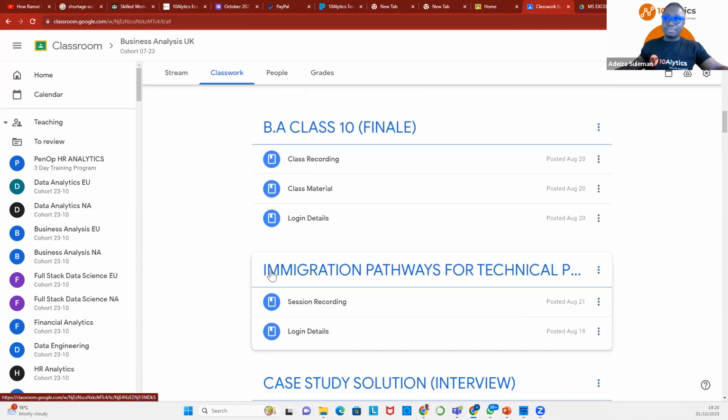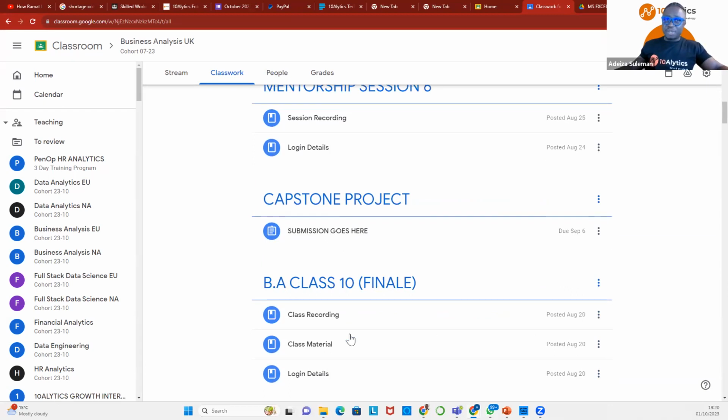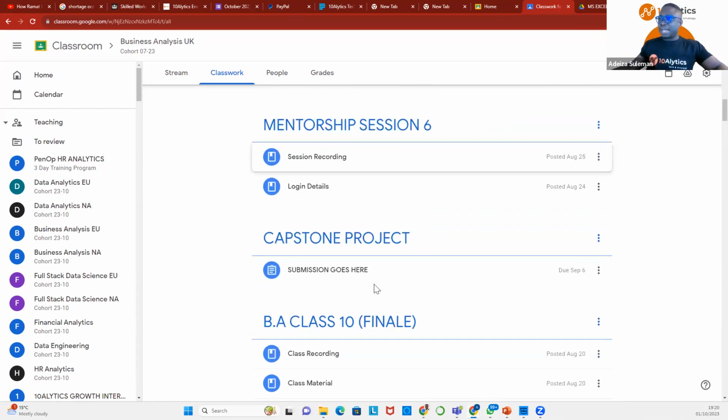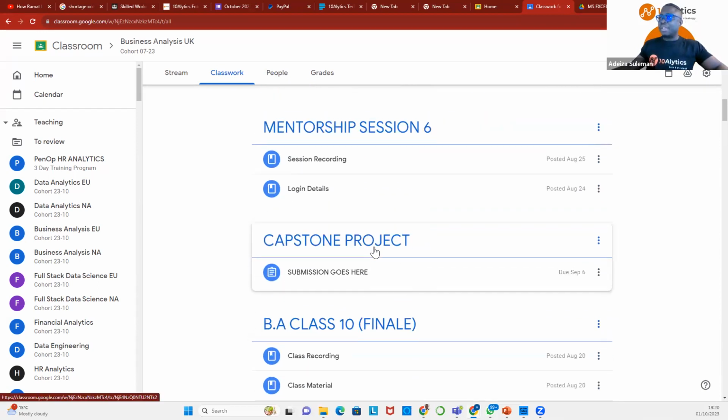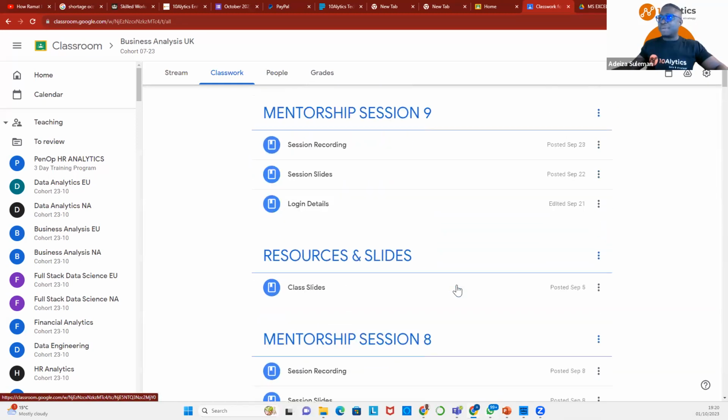You can see we had a session on immigration pathways for tech professionals, where we had an immigration expert who came around to give different opportunities in different countries and how to access those opportunities as well. They're currently doing their capstone project for the business analysis program, LinkedIn optimization.